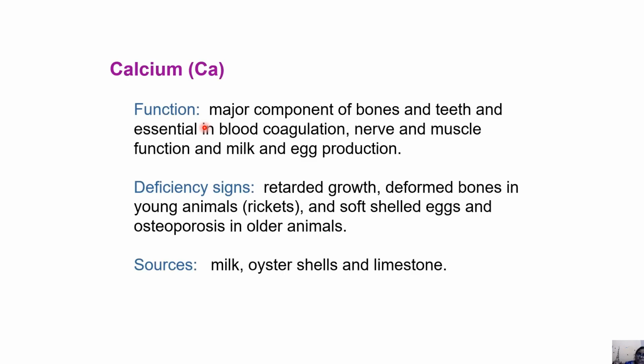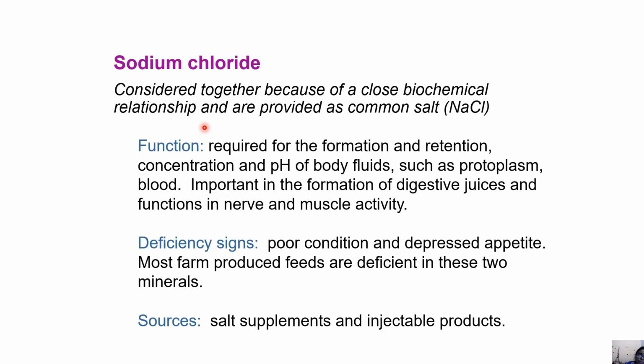Calcium is a major component of bones and teeth and essential in blood coagulation, nerve and muscle function, and milk and egg production. Its deficiencies are retarded growth and deformed bones in young animals. Sources will be milk, oyster shells, and limestone.